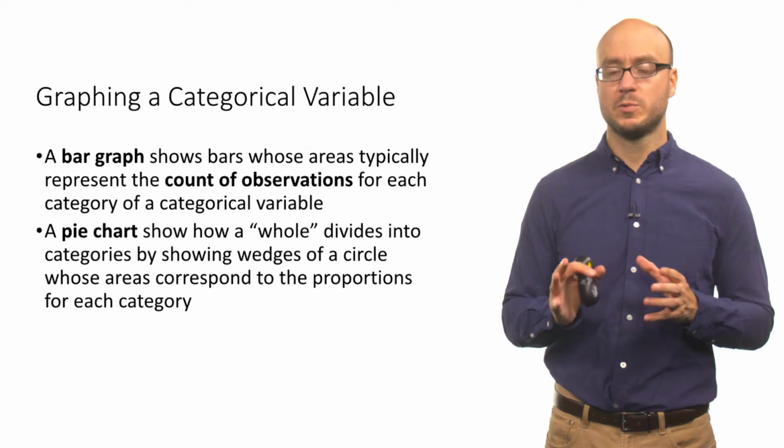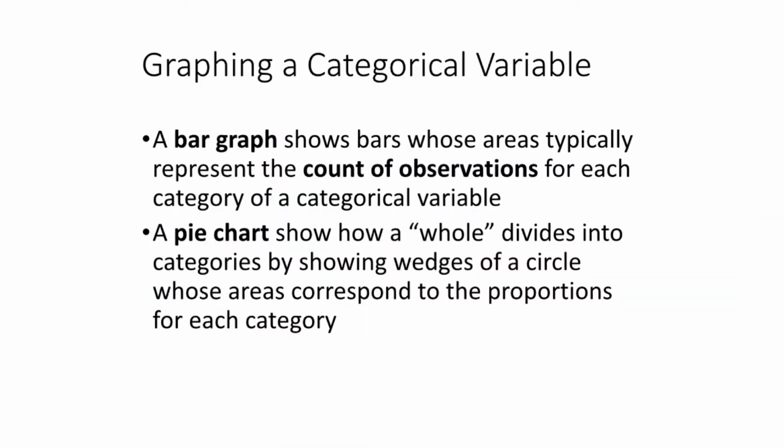A bar graph, which we'll talk about in just a second, shows bars whose areas represent the count of observations for each category of a categorical variable. A pie chart basically shows how a whole is divided into categories, and it shows wedges of a circle, and each wedge has an area corresponding to the proportions for each category.